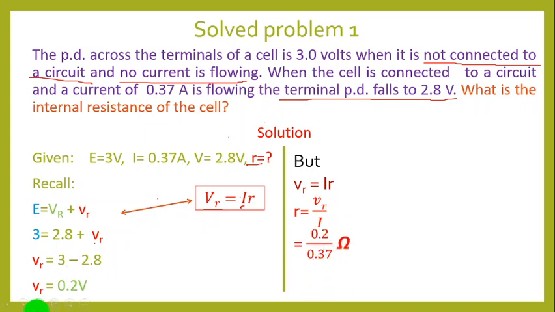Substituting the value, since we have gotten V small r to be equal to 0.2, I can just put it into this equation. We know the value of current to be equal to 0.37 in the question, which I stated here as well. That will give me r equal to 0.2 divided by 0.37. Using your calculator, you get the internal resistance to be 0.54 ohms. That's what you're required to do in the first question.